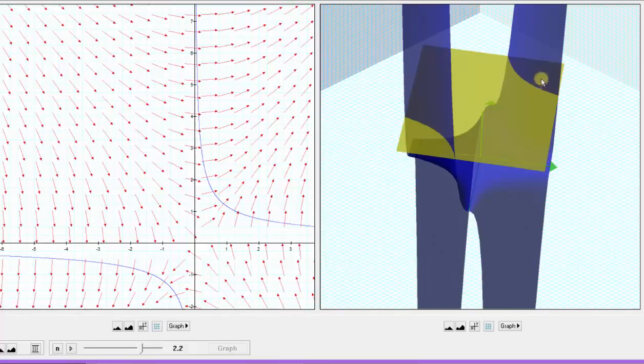Notice how we'd be going uphill very quickly. If we moved in the opposite direction, we'd be going downhill very quickly, which would be the direction of steepest descent or the direction of maximum decrease.